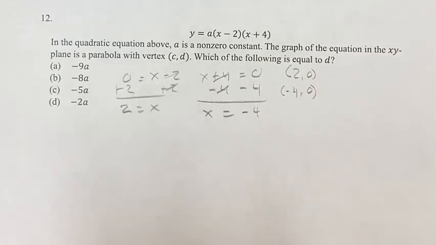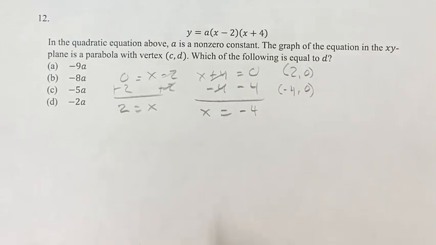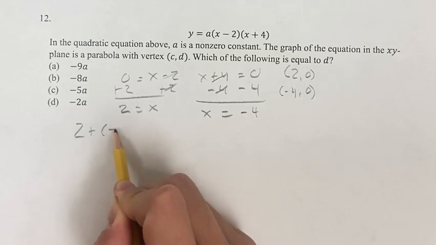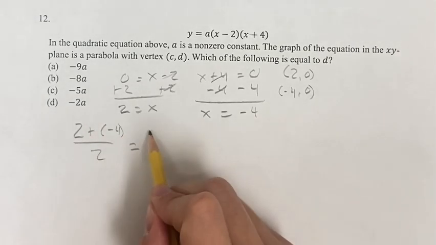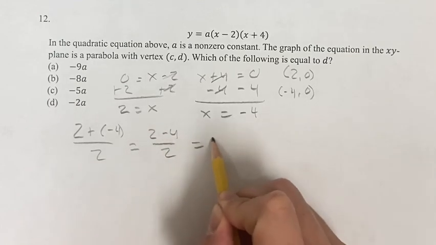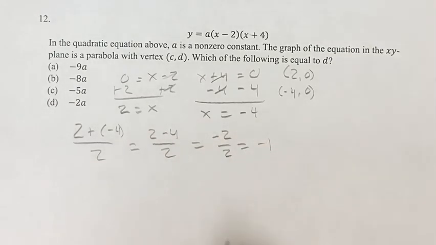And the x value of the vertex is going to be halfway between these. So 2 plus negative 4, over 2, right? This is the average between them. So we have 2 minus 4 over 2, which is negative 2 over 2, which is negative 1.